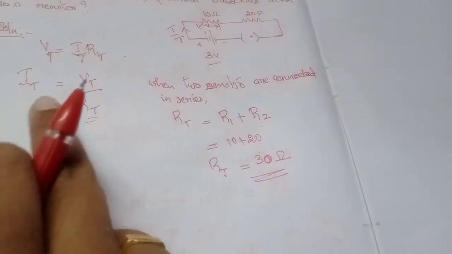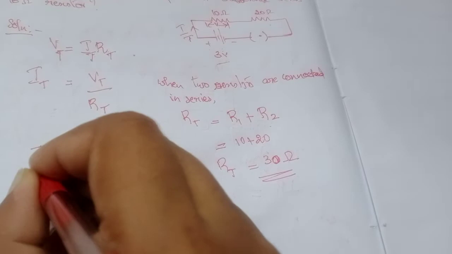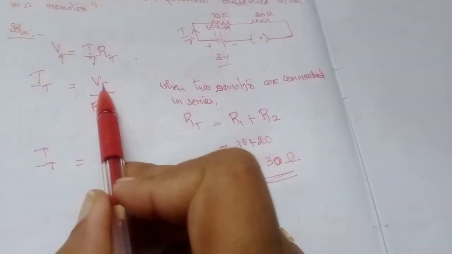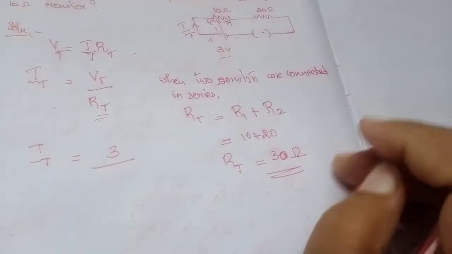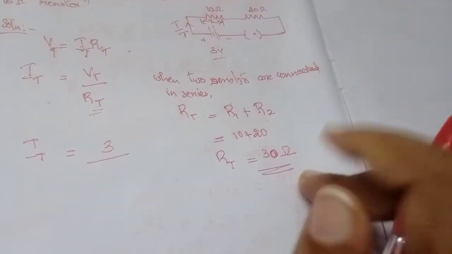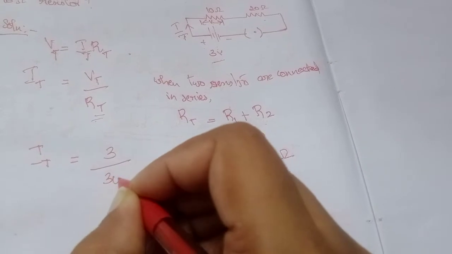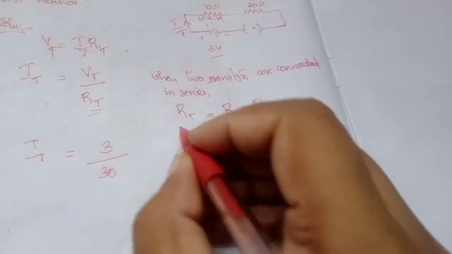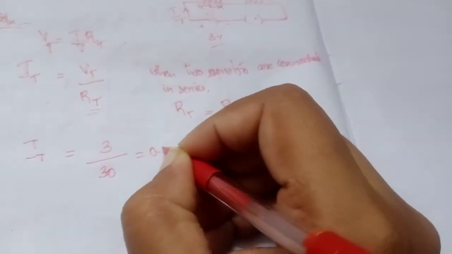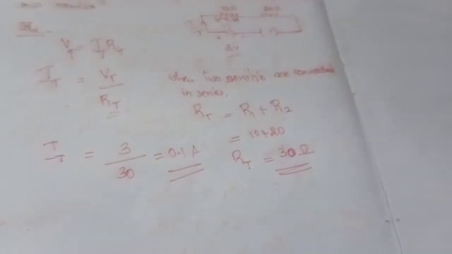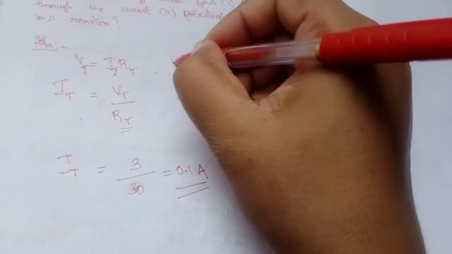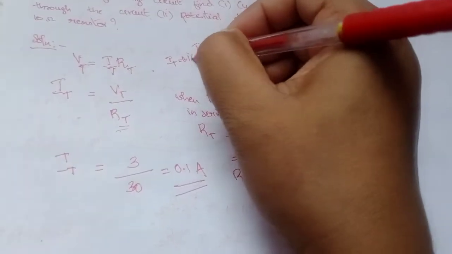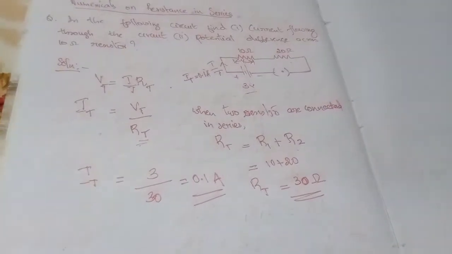So can we find out the total current now? Let us substitute. The total current IT is equal to VT, which is 3, divided by RT, which we found as 30. So what we will get? 1 by 10, which is equal to 0.1 ampere. The total current which is passing through the circuit, IT, is 0.1 ampere. So the first question is solved.